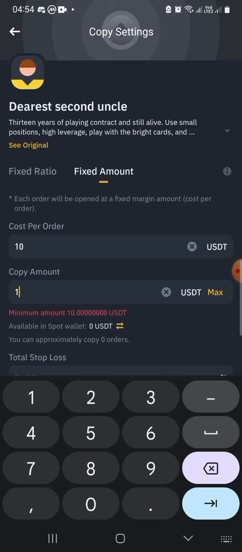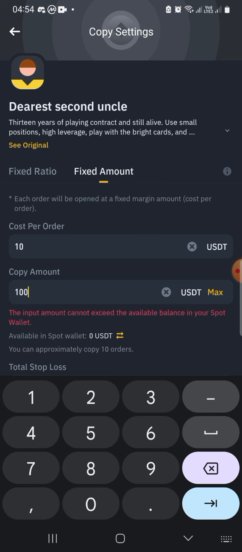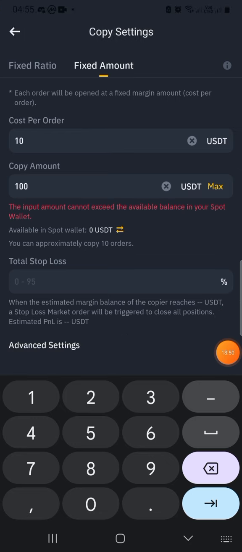And let's say I have $100, you put $100 here, right? So they are telling me I don't have $100 in my spot account, so always ensure that you have enough on your spot wallet. They're telling me that I can approximately copy 10 orders. So you come down here and put your stop loss. For example, with your $100, you want to put a stop loss at maybe 20%, or 10% or 30%. Let's say I don't want to lose beyond 20% of my money, so I put in 20% here. It tells me that when the estimated margin balance of the copier reaches 80 USDT, a stop loss market order will be triggered to close all trades. So my estimated profit and loss is at $20, right?